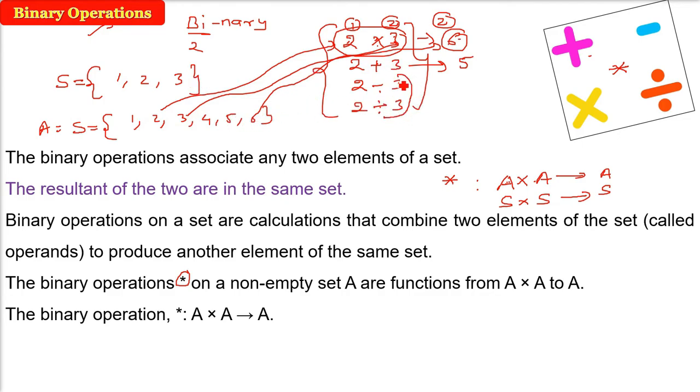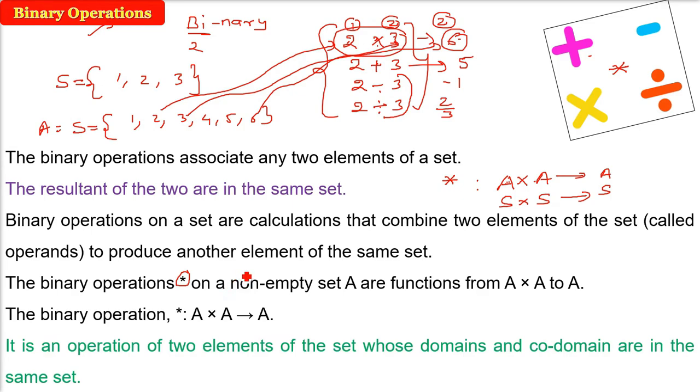We'll not talk about 2 minus 3 and 2 divided by 3, because 2 minus 3 is minus 1, 2 divided by 3 is 2 by 3, and these are not in this set. So 2 minus 3 and 2 divided by 3 are not binary operations here. I'll tell you how to make it. So now how to write it? The writing is, we have to depict the domain and the codomain. This A cross A is the domain, A is the codomain. I'm not talking about it as a range.